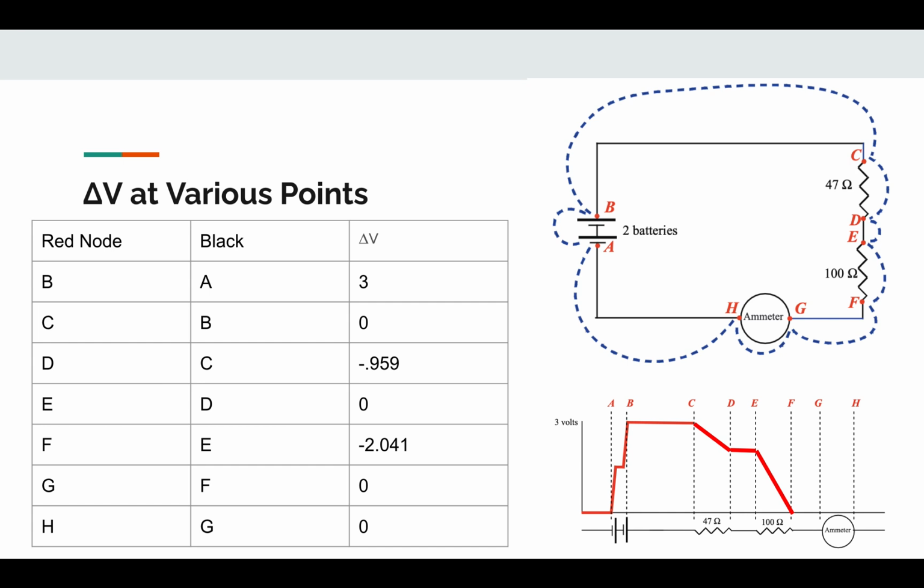Right after the batteries, in between the first battery and the second battery, you're going to have a positive difference of 1.5. And then after the second battery, you're going to have that next 1.5, so it'll be up to 3. And it's going to stay like that until we get to between C and D, and that 47 ohm resistor is going to make the voltage go down 0.959. And then it's going to be the same between D and E, and then from D to F, it's going to go down another 2.041, and if you add those two up, you get 3 volts, which verifies the loop rule.